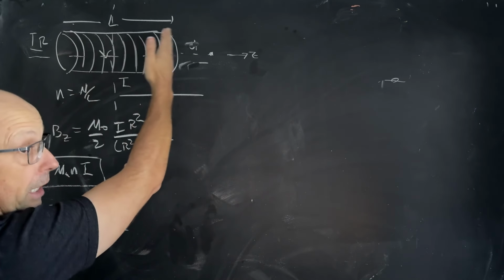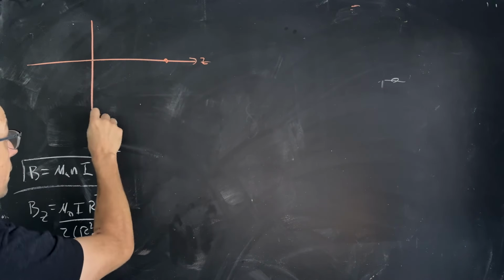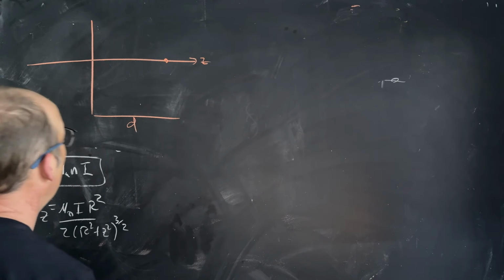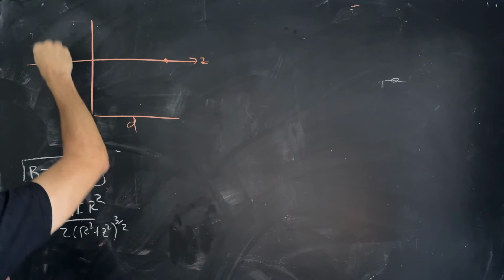So let's just redraw this whole picture just so we can make it more useful. Here's my coordinate system. This is the z direction. And this is the point, and we're going to call that a distance d away. And then here's my solenoid like this. And I'm going to break this into a ring, and this ring has a location of z.